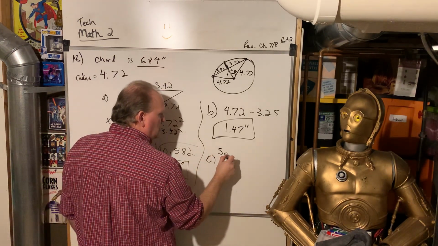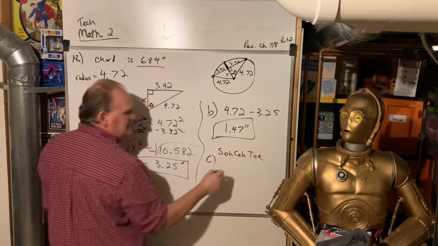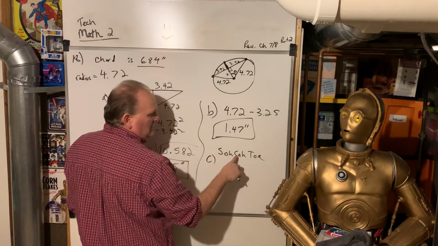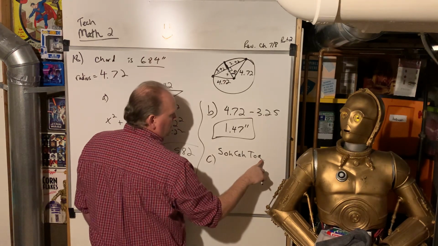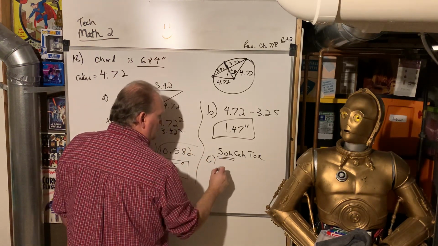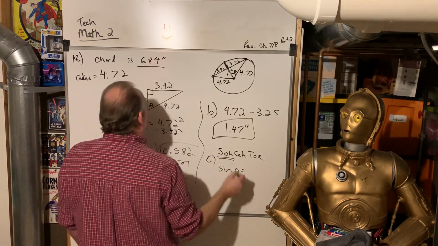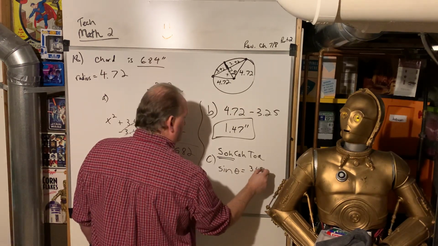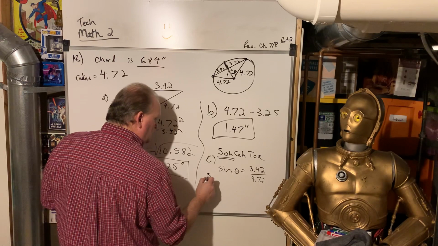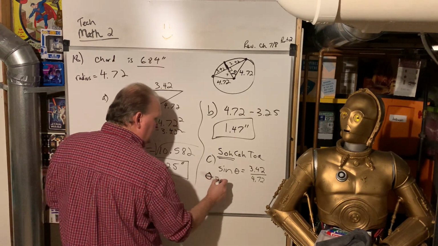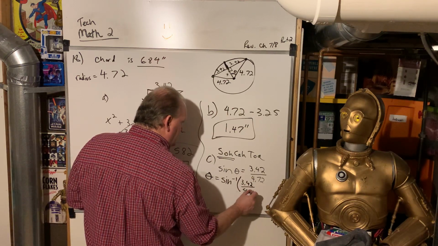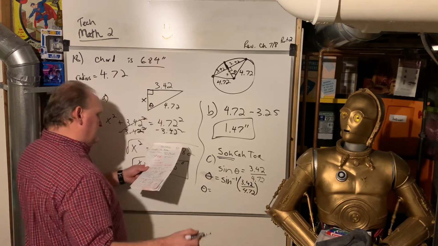Remember SOHCAHTOA. That's a mnemonic device. When you're working on problems that involve right triangles, sine is opposite over hypotenuse, cosine is adjacent over hypotenuse, tangent is opposite over adjacent. The pieces of information they gave us here were opposite and hypotenuse, so we would say sine. The sine of theta, which we don't know yet, is 3.42 opposite over hypotenuse 4.72. Now you're going to use your calculator, make sure you're in degrees. So theta is equal to arc sine, that's sine negative one, of 3.42 over 4.72. Hit enter, and that'll kick out 46.4 degrees.